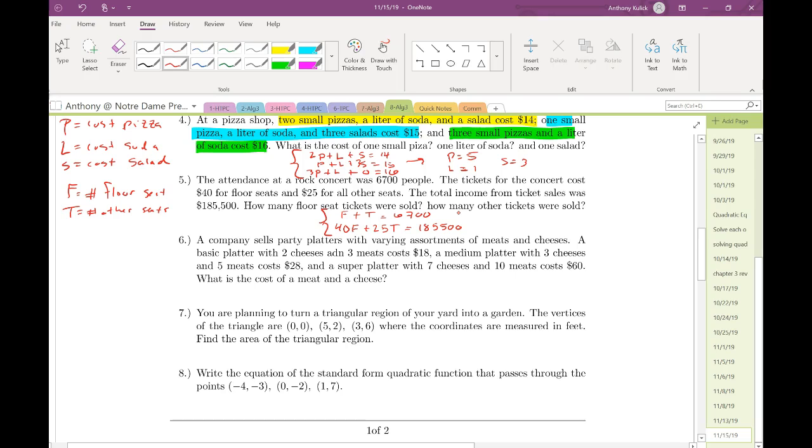Is everybody okay with that? If it's $40 per floor seat, I need to multiply that by the number of floor seats I sell, and that'll get the money I make from the floor seats, right? If I go ahead and solve that out, we had 1,200 floor seats and 5,500 other tickets.